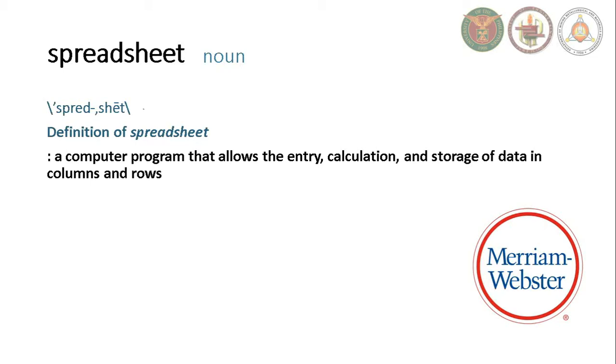So what is a spreadsheet? A spreadsheet, according to Merriam-Webster, is a computer program that allows the entry, calculation, and storage of data in columns and rows. Statistical analysis usually involves a lot of data. For this reason, a spreadsheet is the best tool in analyzing data.